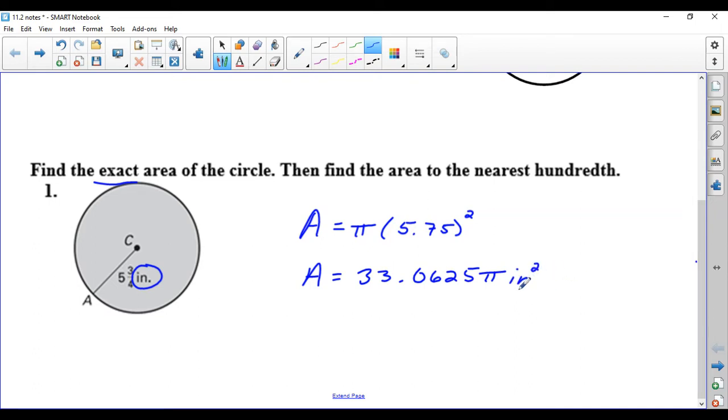If I wanted to find the area to the nearest hundredth, I would then type this into my calculator and I would get 103.87 square inches. That's what area, this is the about equal to symbol.